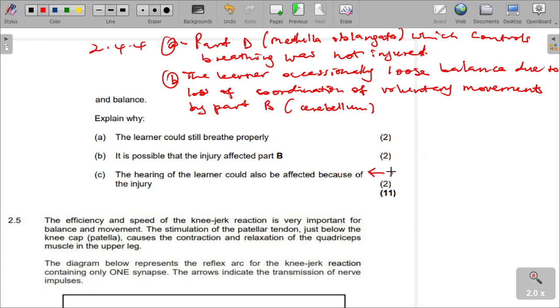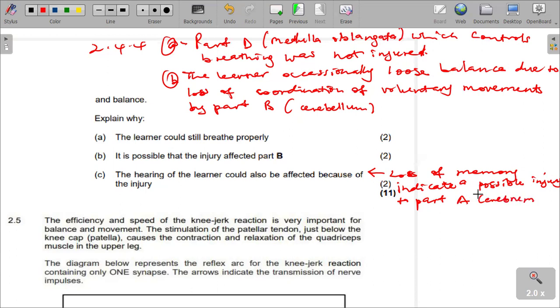Loss of memory, which is also shown in our case, indicates a possible injury to part A, which we are saying is the cerebrum. Part A, the cerebrum, is also responsible for hearing and interpretation of sound.